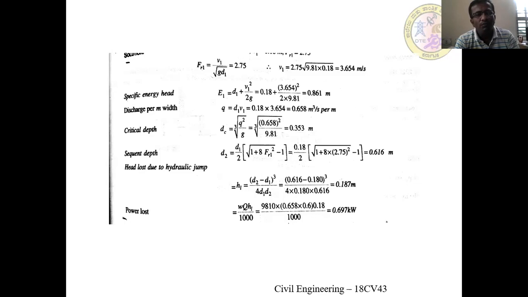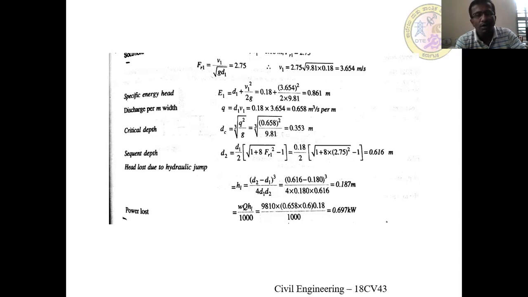So once you know the value of F1, it is possible to find out the value of V1. Froude number F1 equals V1 by root of g d1. So we know d1, we know F1. From that you find out the velocity of flow before the hydraulic jump. It is somewhere around 3.654 meters per second.